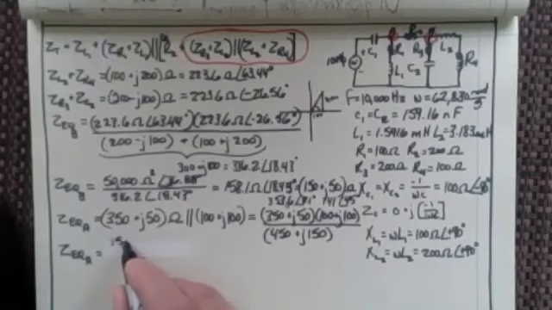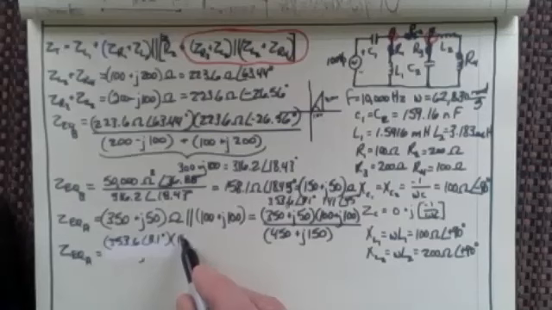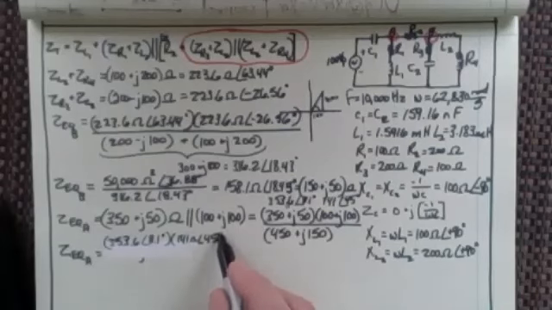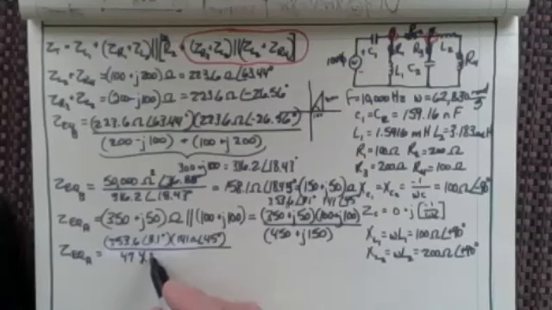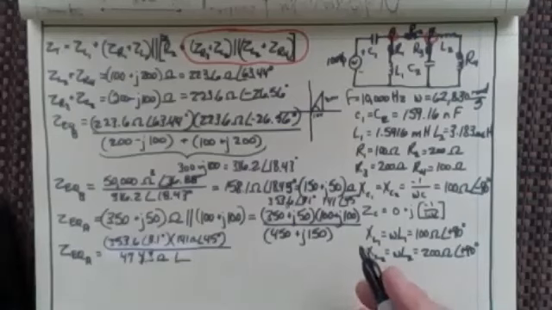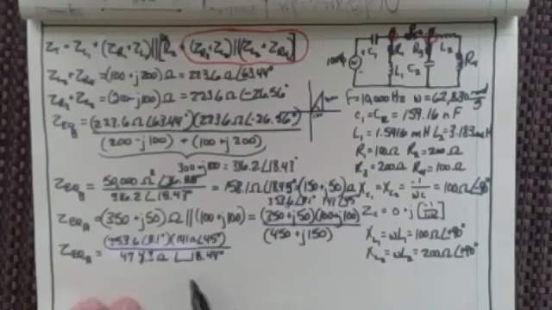So let's just write these out. 353.6 at 8.1 degrees times 141 ohms at 45 degrees divided by 474.3 ohms at 18.44 degrees. All right. So we have all of those.